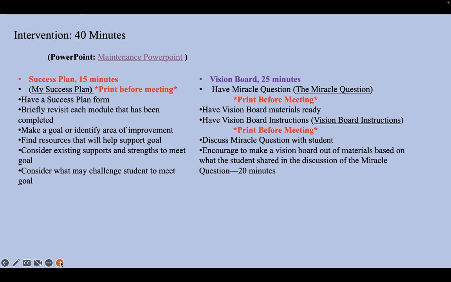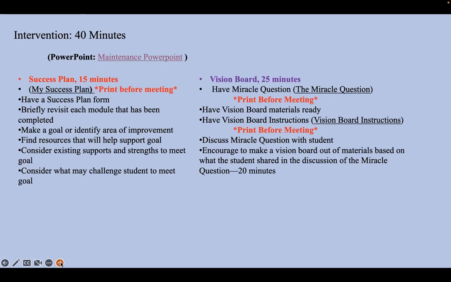As we have outlined what is to be expected throughout this module, we will move forward into the intervention stage. Similarly to other modules, this section will be roughly 40 minutes in length. As with other modules, make sure that the required documents are printed beforehand in order to aid within the maintenance portion of the curriculum. Those would be the My Success Plan worksheet, Miracle Question worksheet, and Vision Board instructions.